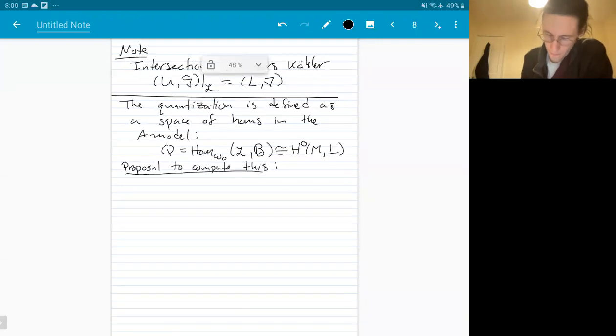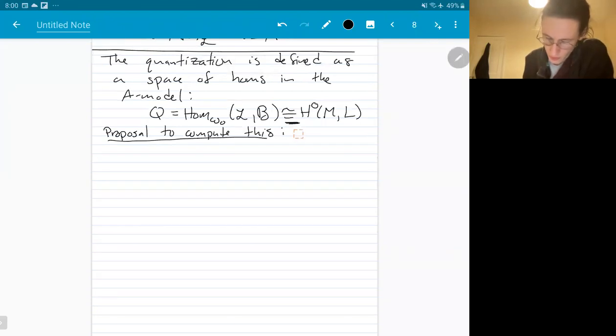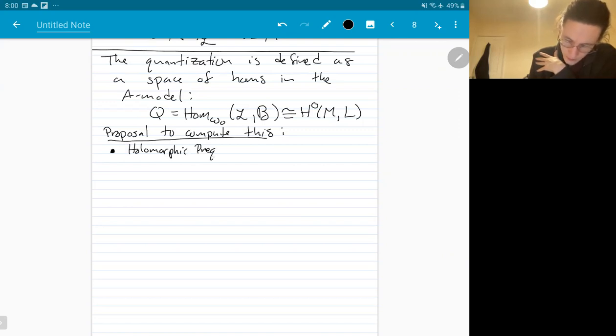So what I wanted to explain is how we actually compute this isomorphism. How do we actually construct the space of homomorphisms? Our proposal is based on holomorphic geometric quantization. So it has the following steps. First of all, we construct a holomorphic pre-quantization of this space-filling brane B.